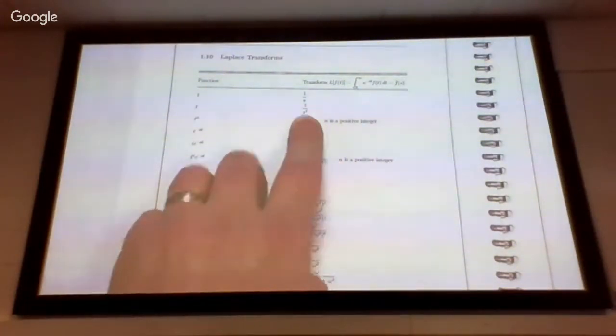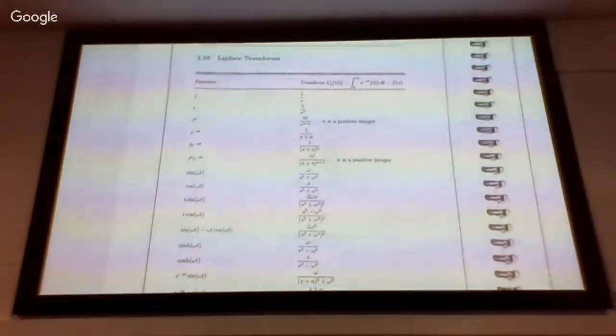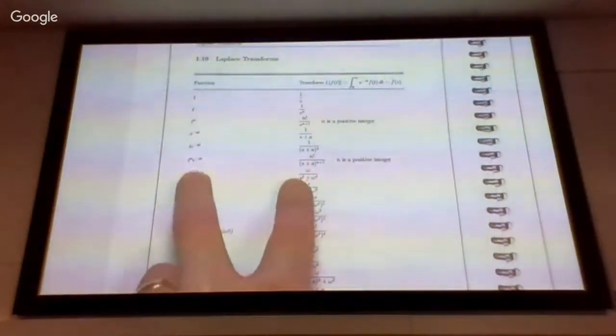So we can set ourselves a number of exercises to derive each of these.